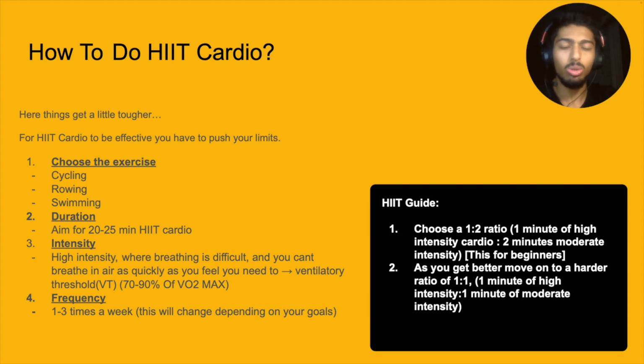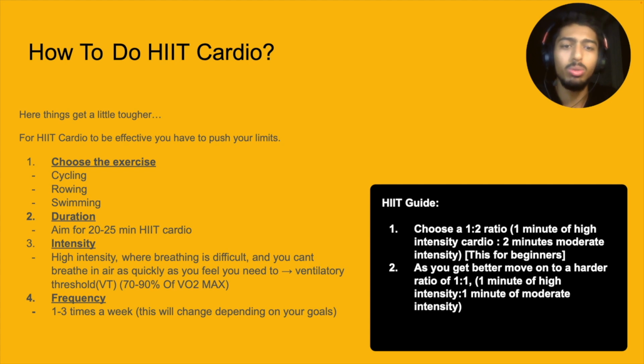Now, there's also a ratio that you should be following, and the ratio that we will be choosing for you as a beginner is a 1-to-2 ratio. 1 minute of very high intensity cardio, and then 2 minutes of moderate intensity, where you're slightly resting, but you're still doing moderate intensity. You're not completely resting, you are still burning, and then you switch back into that high intensity cardio for 1 minute, and then you get back into the 2 minutes.